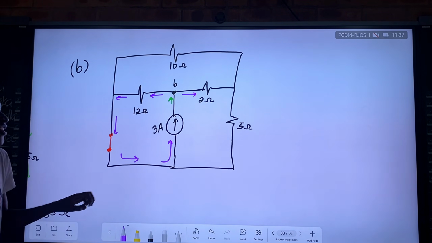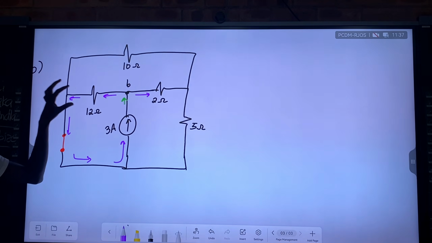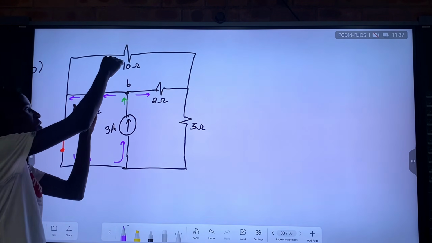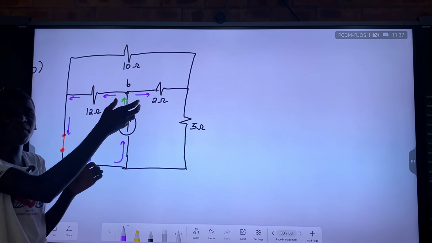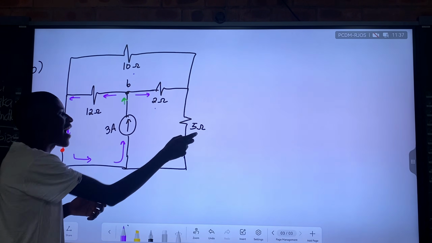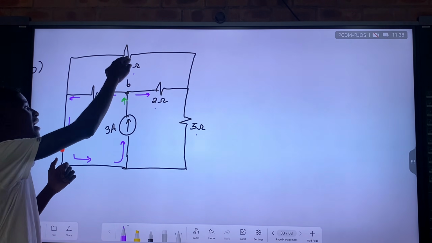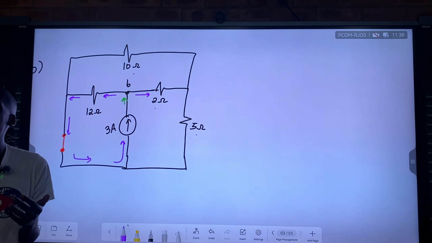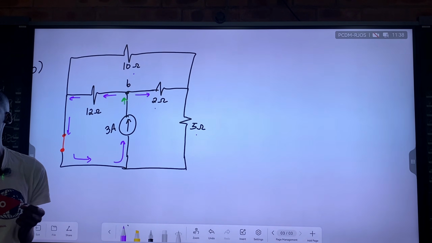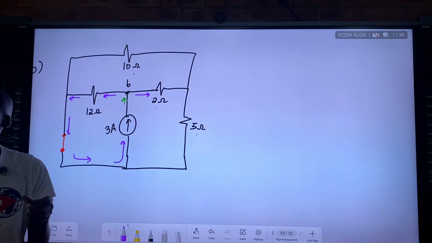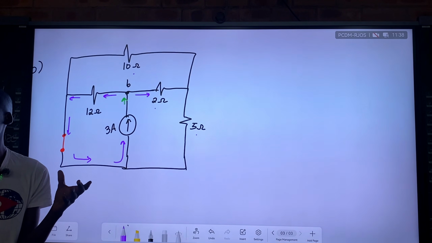So in other words, this 12 ohms is receiving one portion of this current of 3 amperes, and these three resistors are receiving another, different portion. So the 10, 2 and 5 are actually parallel to this 12 ohms if you want to view it that way. But if you want to use another method, you can still use Kirchhoff's current law. I'm sure you know the difference between parallel and series. What does parallel really mean?